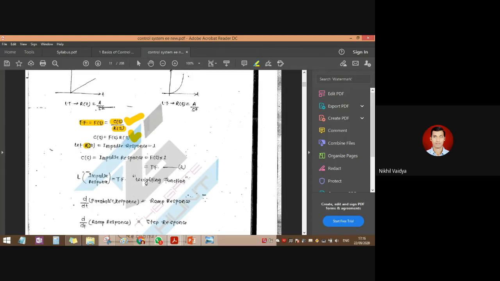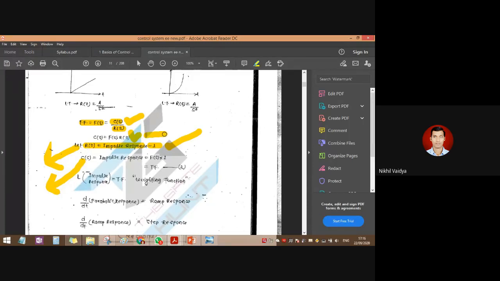Let R of s be the impulse. So R of s is nothing but the impulse, which we indicate by 1. R of s is the reference input, and we are giving the input as an impulse. So what is the impulse? It is 1.